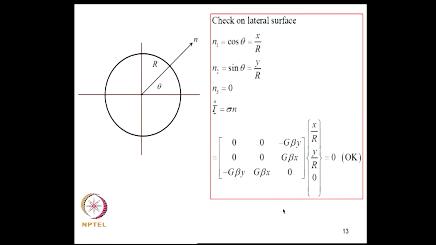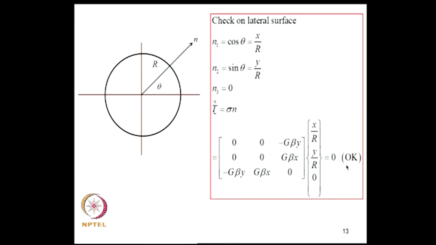Now, how about the boundary conditions on x equal to r? That surface is traction free, therefore, we need the stress vector on any surface, which is sigma into n, where sigma is the state of stress on the boundary, and n is the vector of unit outward normals. So, n1 is cos theta, which is x by r, n2 is sin theta, which is y by r, and if I substitute, we can see that the boundary conditions are satisfied.